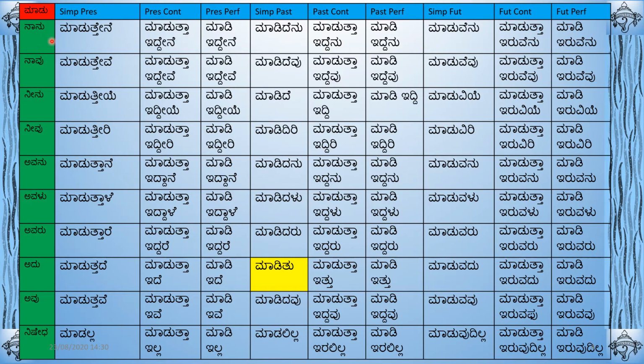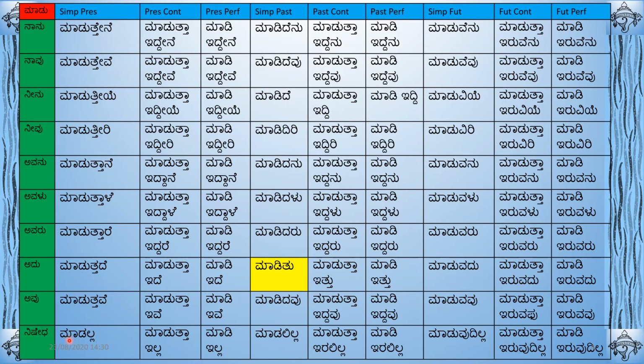You can go in this way or in this way and learn, but read it one by one. Pause the video and read it one by one. I'll just do it for Madu. ನಾನು ಮಾಡುತ್ತೇನೆ, ನಾವು ಮಾಡುತ್ತೇವೆ. ನೀನು ಮಾಡುತ್ತೀಯೆ. ನೀವು ಮಾಡುತ್ತೀರಿ. ಅವನು ಮಾಡುತ್ತಾನೆ. ಅವಳು ಮಾಡುತ್ತಾಳೆ. ಅವರು ಮಾಡುತ್ತಾರೆ. ಅದು ಮಾಡುತ್ತದೆ. ಅವು ಮಾಡುತ್ತವೆ. Nisheda will be madalla, nanu madalla.